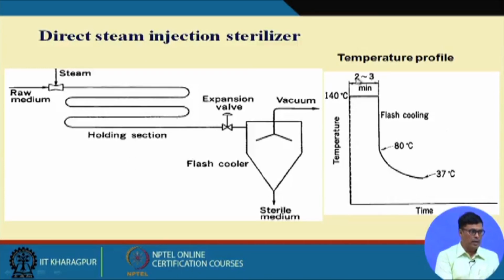Now here is the temperature-time profile of this system. You can see that as soon as the media is injected, the temperature rises instantaneously, because there is basically no heat loss; the heat from the steam is directly transferred to the media. So the temperature instantaneously rises to 140 degrees centigrade, and you can hold it. Then you can do the flash cooling to 80 degrees centigrade, then slowly cool it down to 37 degrees centigrade. This is what we have, but it is not in practice in industry.